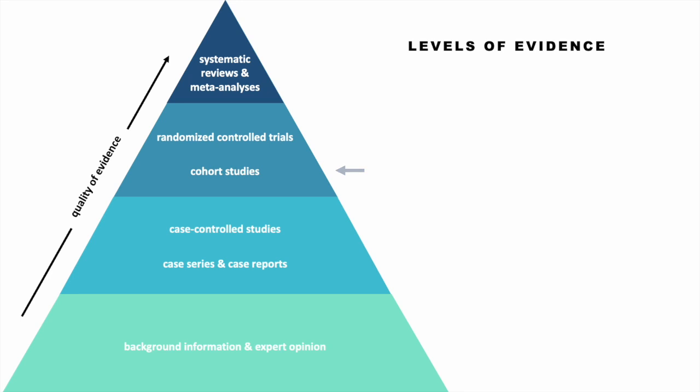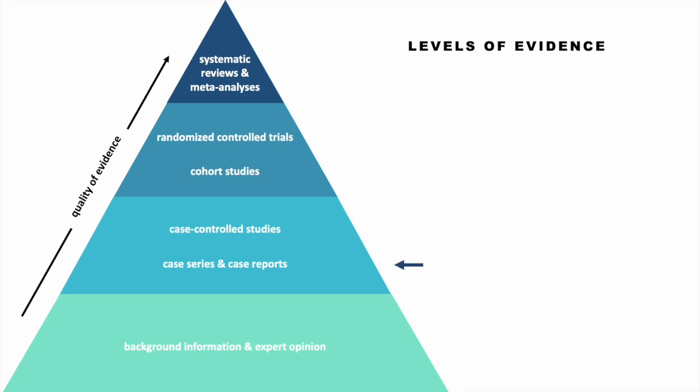A group of people who share a common trait or exposure are followed to see if they develop the outcome of interest. Case control studies are a type of retrospective study that looks back in time, comparing people who have the outcome of interest and people who do not have the outcome of interest, and looking for a relationship with the exposure of interest. Cross-sectional studies, also called prevalence studies, examine the population at a single point in time.